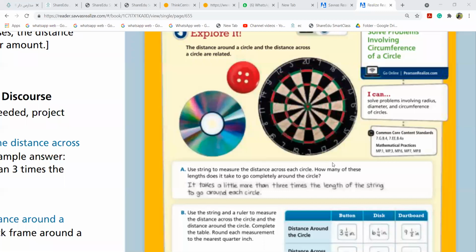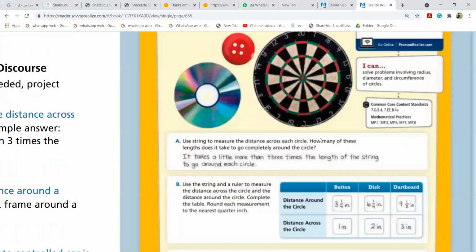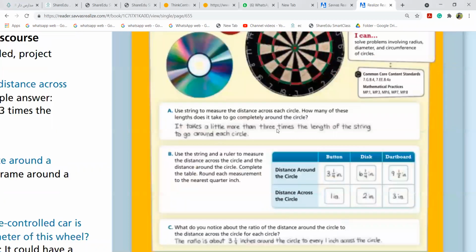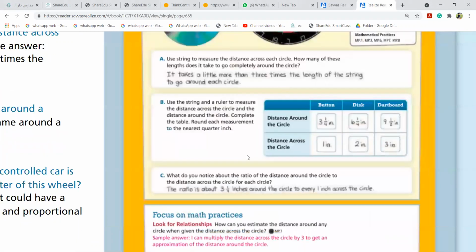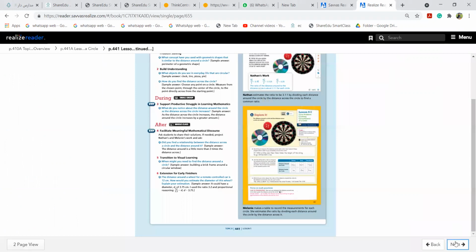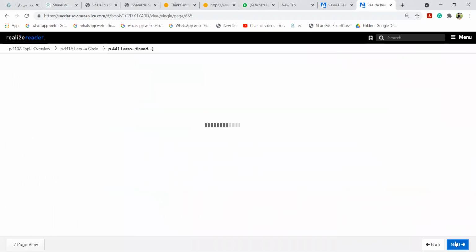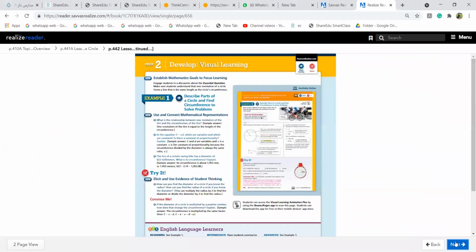Okay, here. It takes a little more than three times the length of the string to go around each circle. If you compare, it takes a little more than 3 times the length of the string to go around each circle. The ratio is about this, just an idea. It's not exactly that every circle has to be so much. It's just a rough idea of what they are talking about.